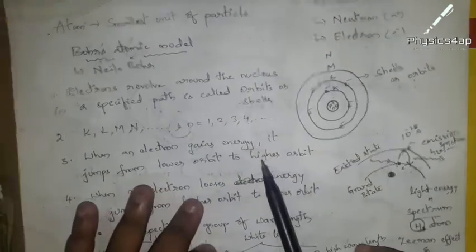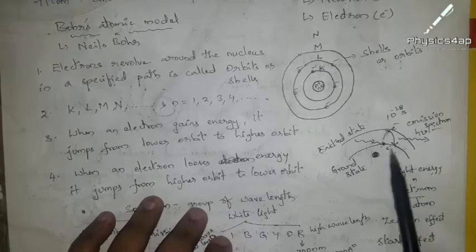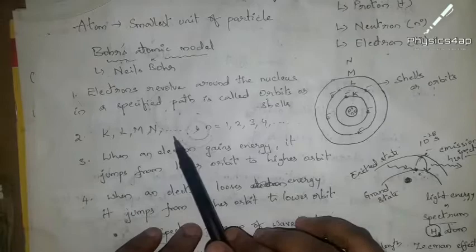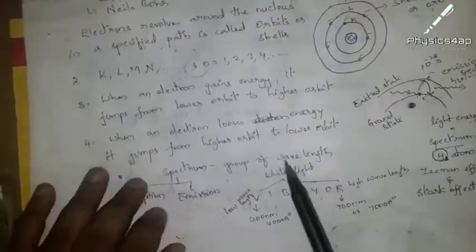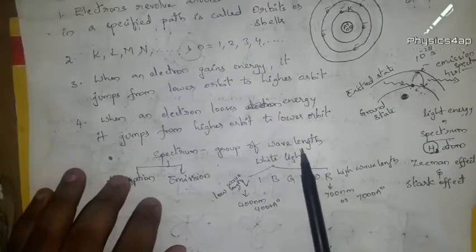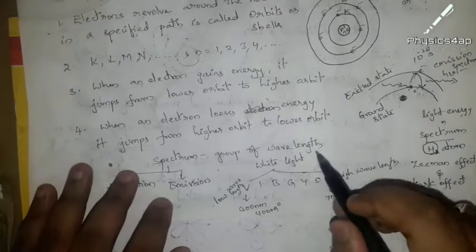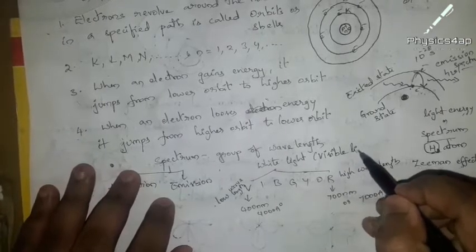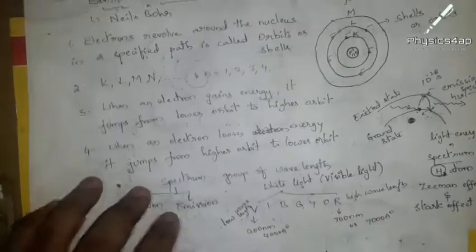In Bohr's atomic model we discussed the absorption and the emission of energy, and we discussed the shells, which are called K, L, M, N and represented with the numbers 1, 2, 3, 4. And we discussed the spectrum. It is a group of wavelengths, consisting of lower wavelength to higher wavelength, that is from violet to red, which we call the visible light, also called the visible spectrum.